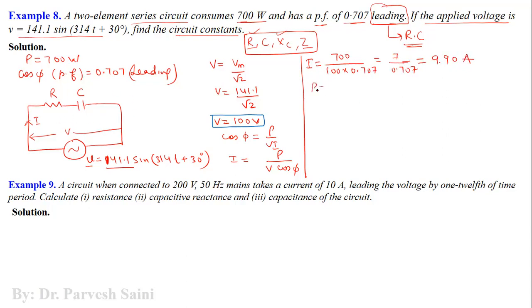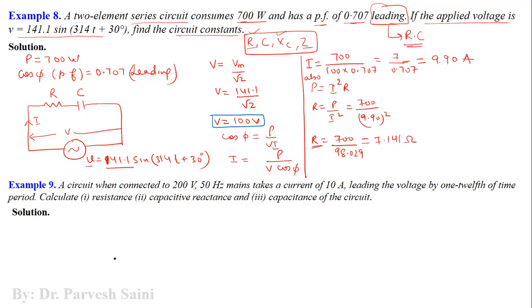So we also know that P is equal to I square R. So R is equal to P by I square. So it is 700 divided by 9.90 square. So R is equal to 700 divided by 98.029. So if we divide 700 by this one, we have 7.141 ohm. So this is the value of R.